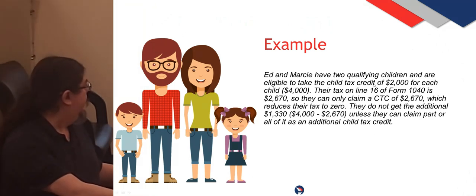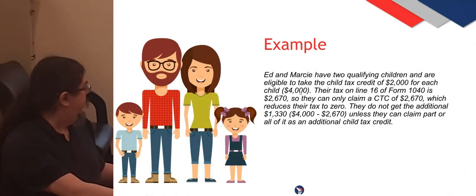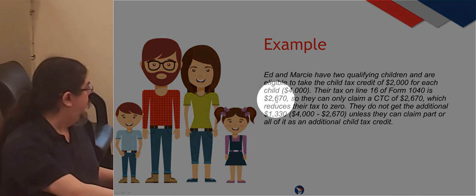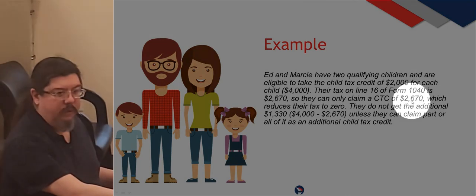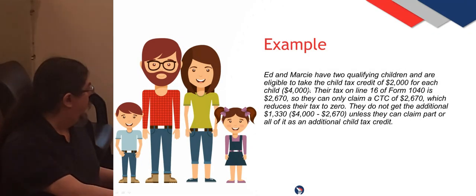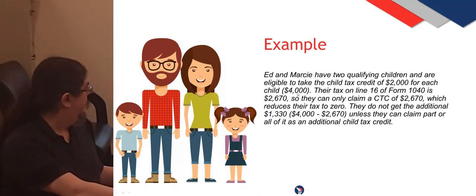Okay, so here's an example where Ed and Marcy have two qualifying children, which is a total child tax credit of $4,000. The child tax credit is a non-refundable credit. So because their total tax was only $2,670, their child tax credit is only $2,670. But keep in mind, remember the difference because that will become potentially the additional child tax credit, which we'll talk about next. Okay, so the leftover, the unused part of their child tax credit is $1,330.